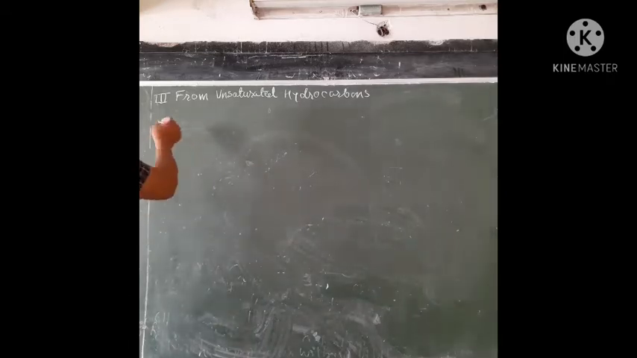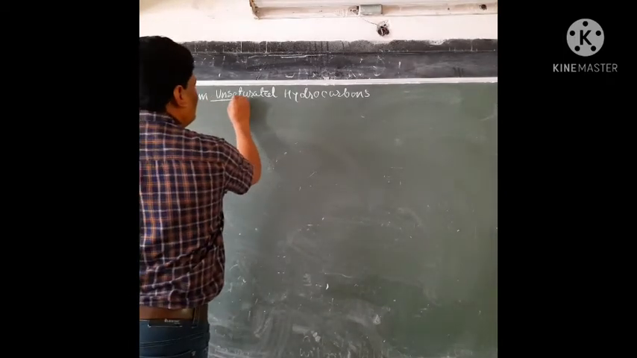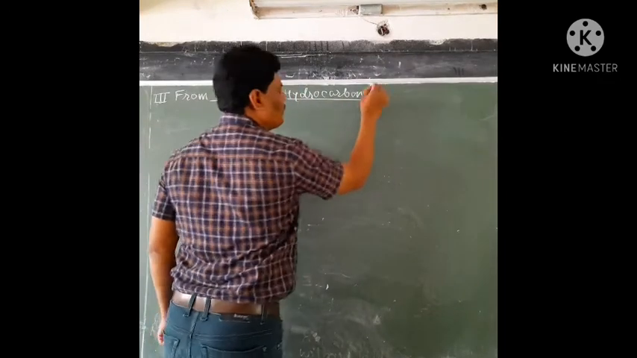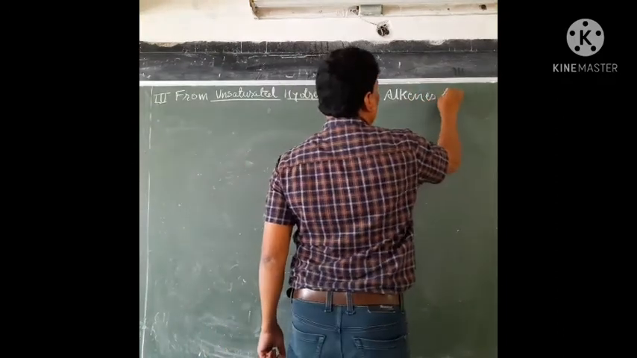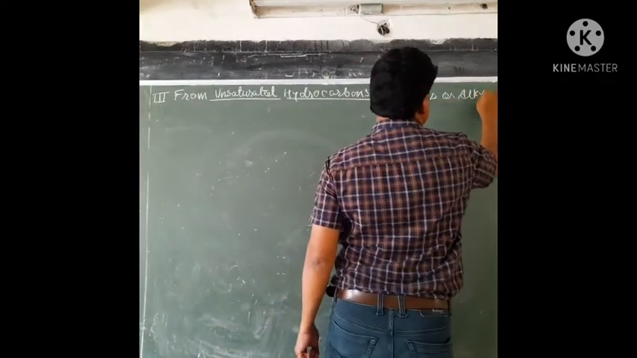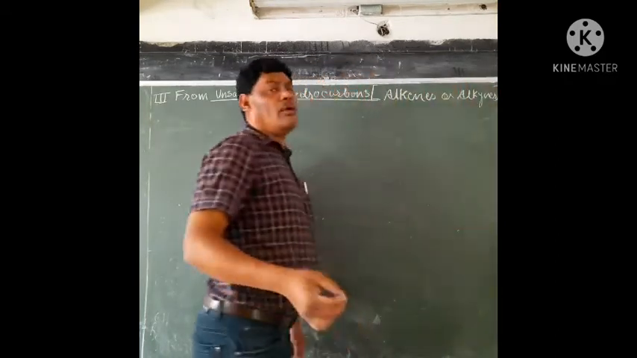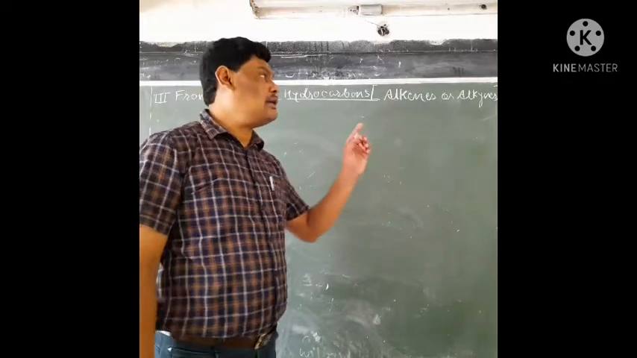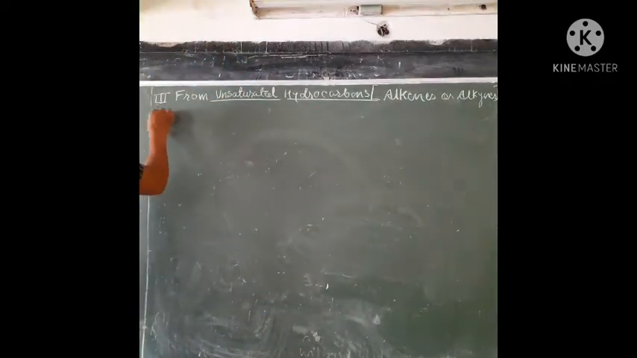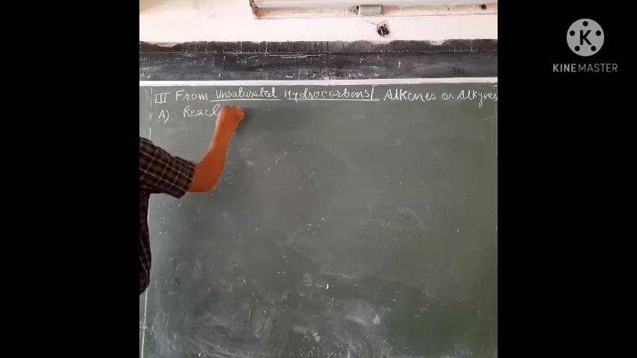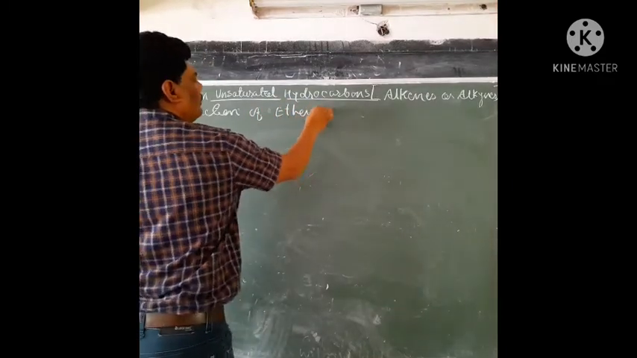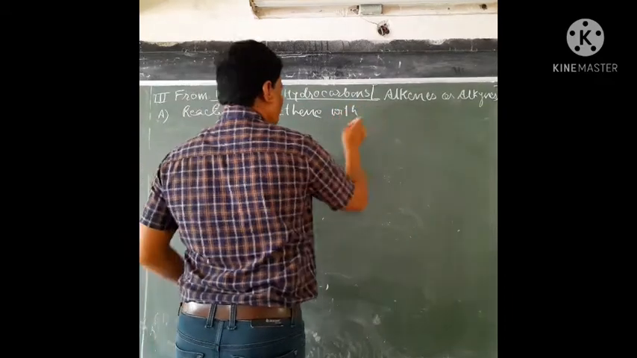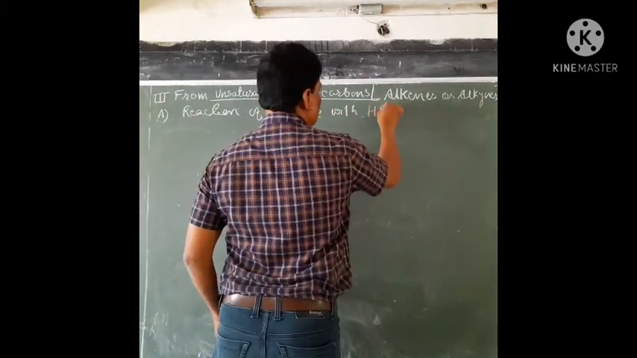Yes, student, next one is preparation of haloalkane using unsaturated hydrocarbons. Unsaturated hydrocarbons means we can use alkenes or we can also use alkynes. That is, multiple bond containing hydrocarbons are called unsaturated hydrocarbons. So here the first method is a reaction of ethene with HBr, hydrobromic acid.